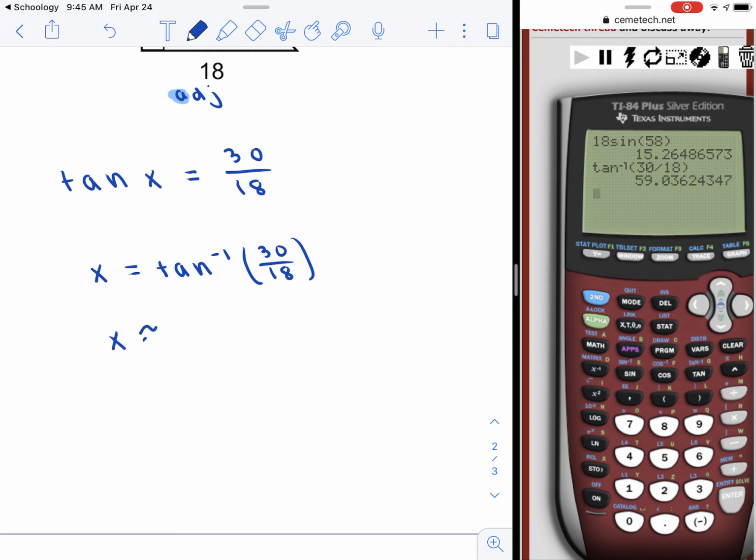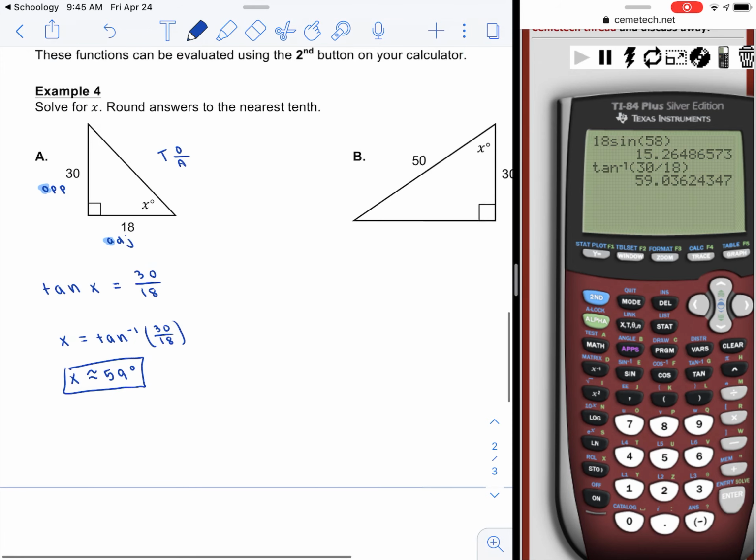Tangent inverse of 30 over 18. So we get x is approximately 59 degrees. So that is how we'd go about finding the angle.